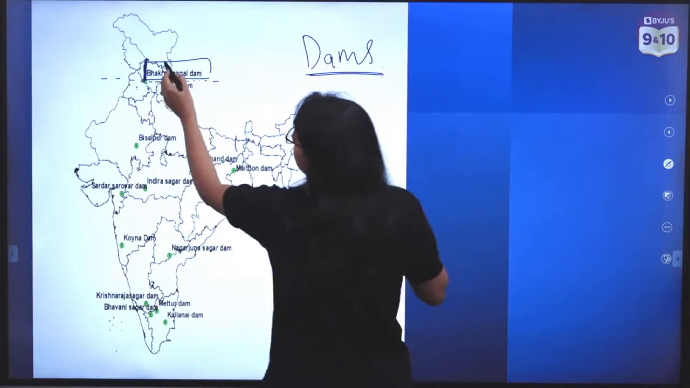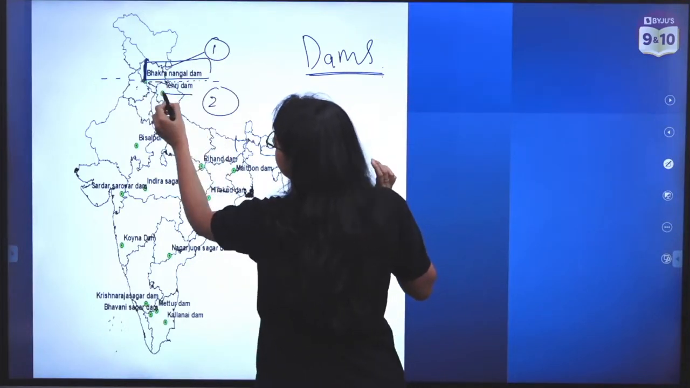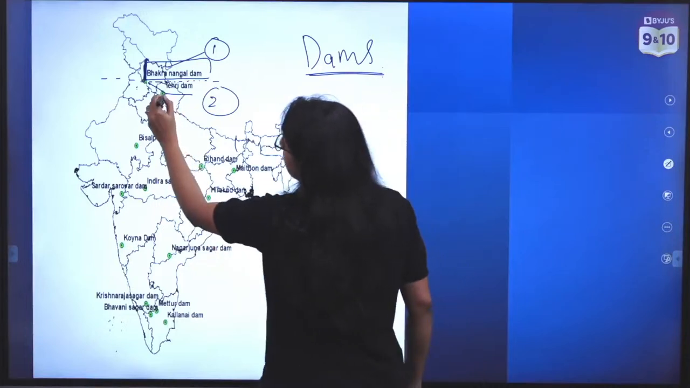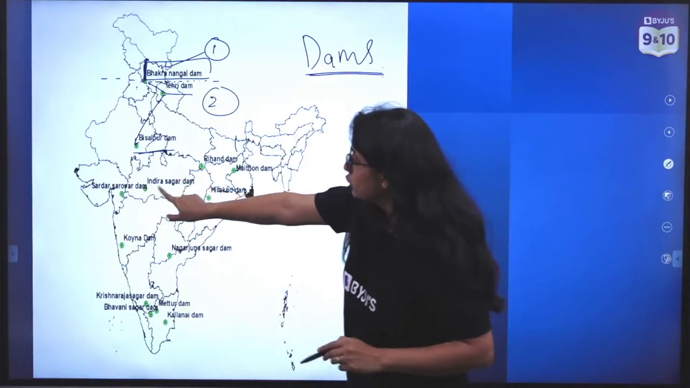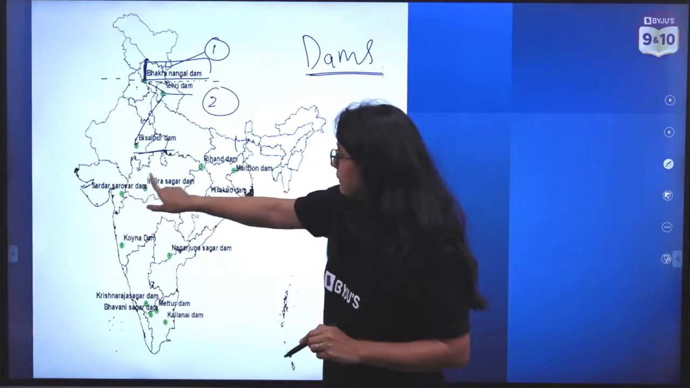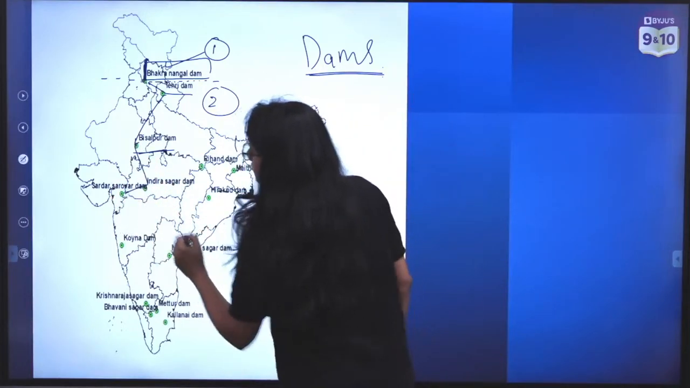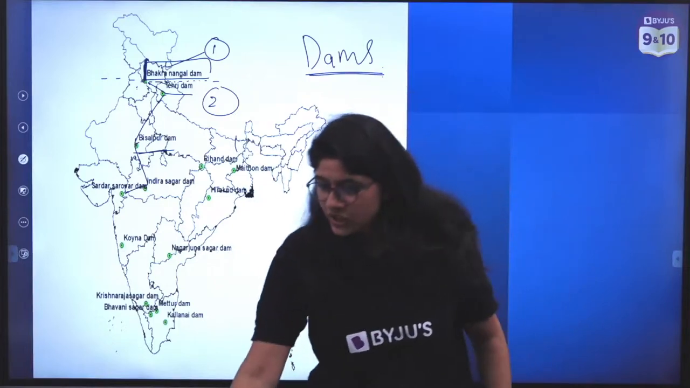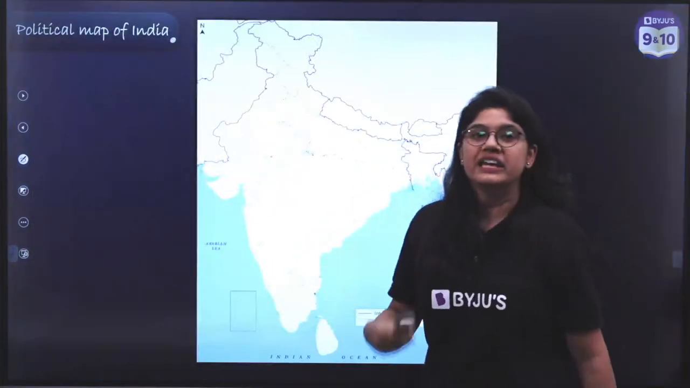Okay? Here is this dam, one dam. Then Tehri Dam, just like this. Clear? Then from there one more, Bilaspur Dam. Then we have two, Sardar Sarovar Dam and Indira Sagar Dam. So remember it in this way. Do you want to try it out? Come on. Yes? Let's see if we can do it. Do we remember now?